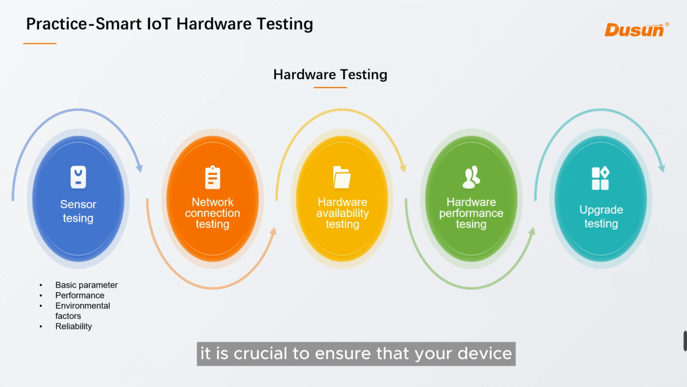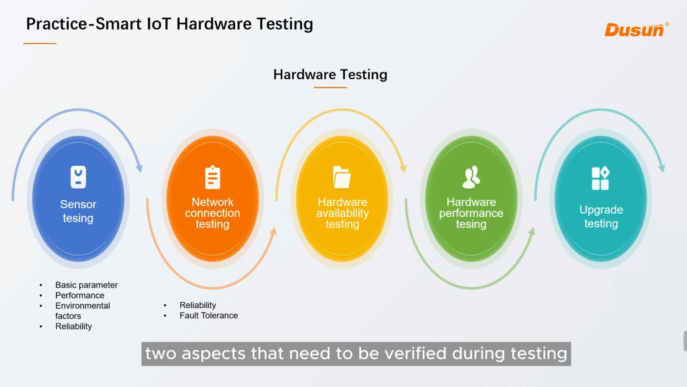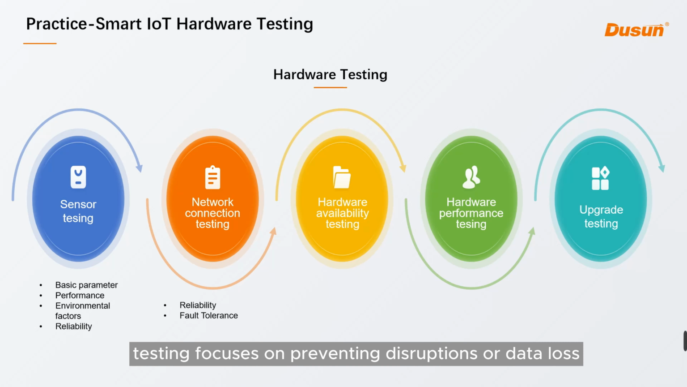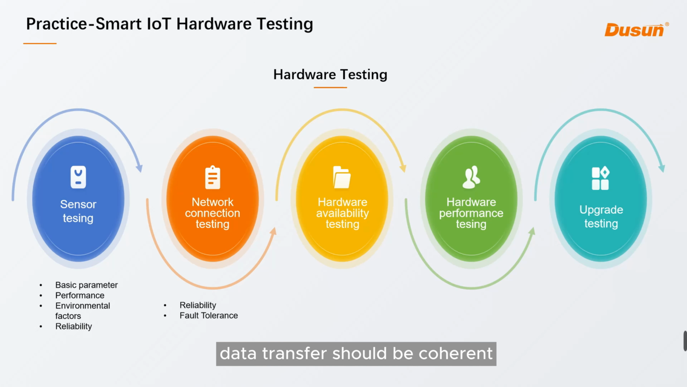Network connection testing. It is crucial to ensure that your device and network connections are always available. Therefore, there are two aspects that need to be verified during testing. Reliability. Testing focuses on preventing disruptions or data loss in normal operation. Data transfer should be coherent without interruption or loss. When real-time synchronization is unattainable, the system should ensure data synchronization within an acceptable range of user response time.